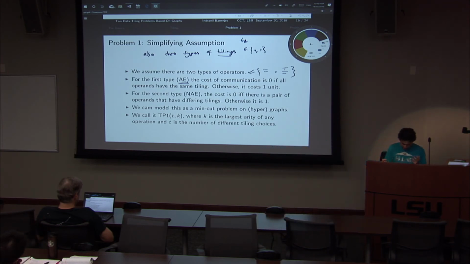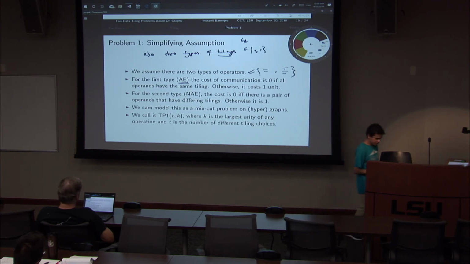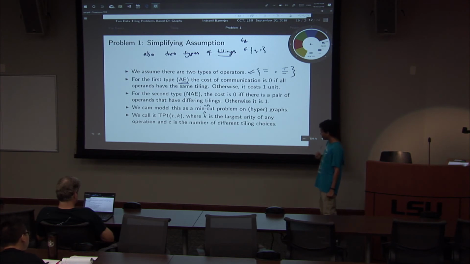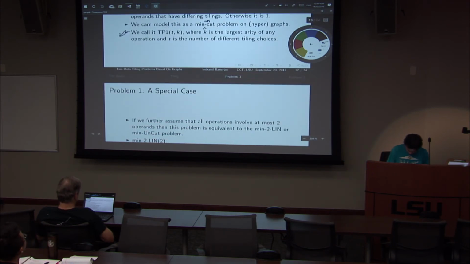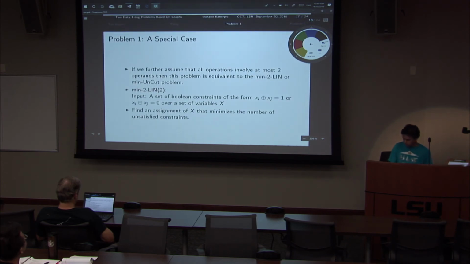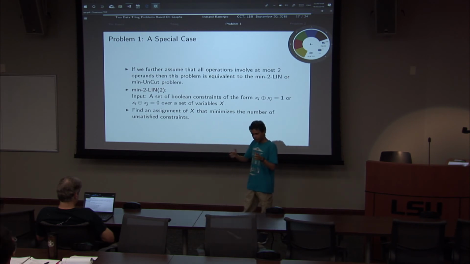Okay, so this creates an interesting problem, which is known as min-cut problems, or min-uncut problem on hypergraphs. I am actually going to have to explain this. What are these things? Let's keep this for now. We don't have time. So how do we model this special case where there are two types of constraints? For all equal constraints, you have a cost if they are not all equal, and for not all equal constraints, it is the opposite.